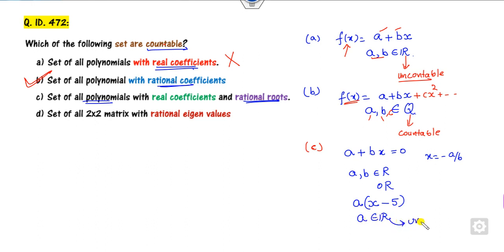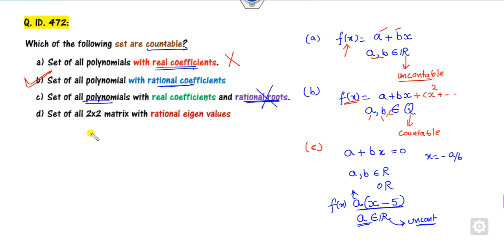Again you can see this is uncountable. So how many polynomials are there of this form? Since a belongs to R, it is uncountable. So because of this, the set of polynomials is also uncountable. So again this option is discarded.